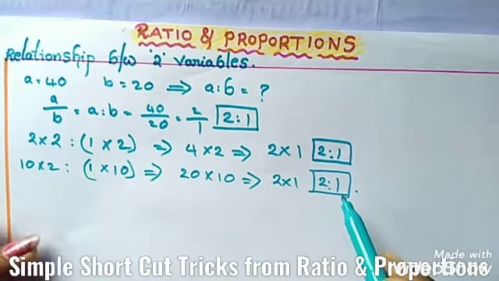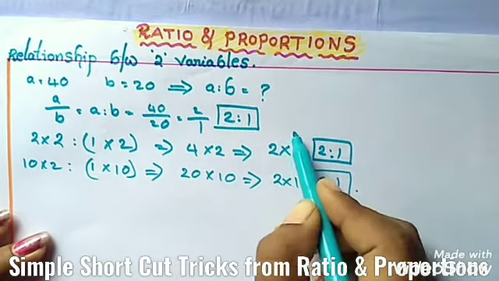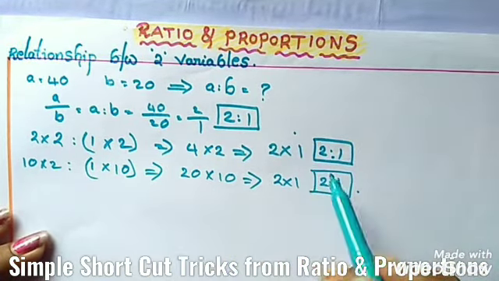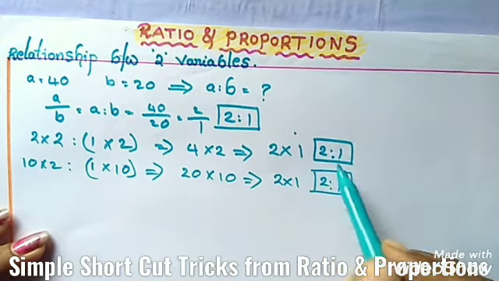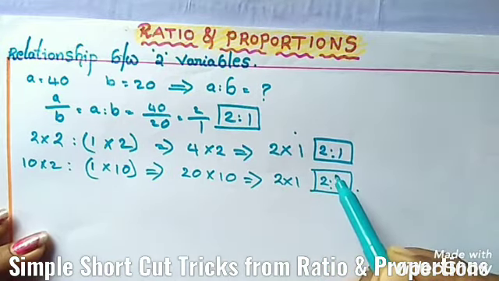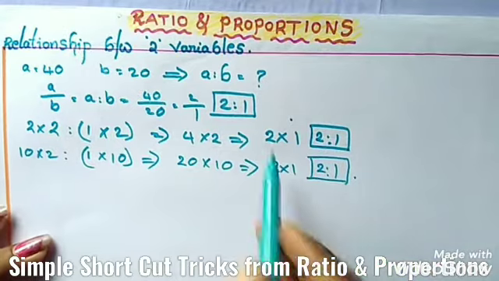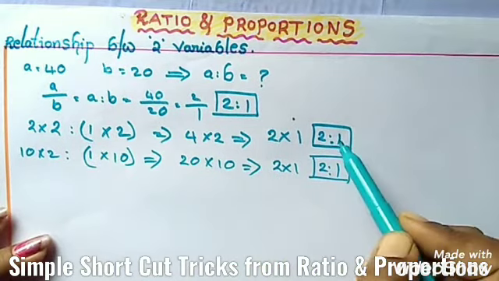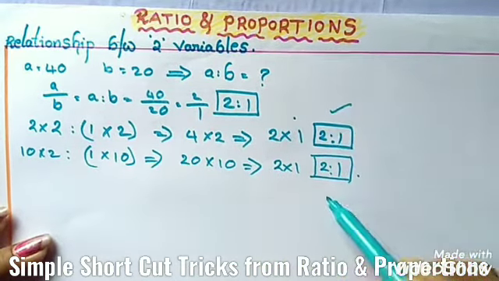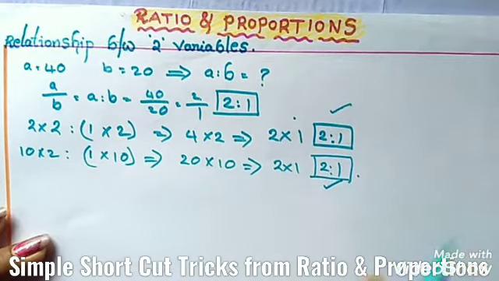Just by seeing this, how can you conclude that the ratio will always be the same? Here it is 2 is to 1. In case of division also, similarly, the ratio will not be changed. You can remember this thing.